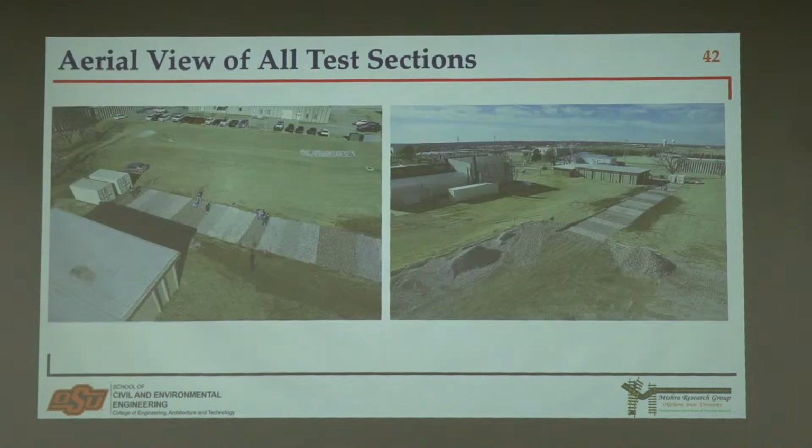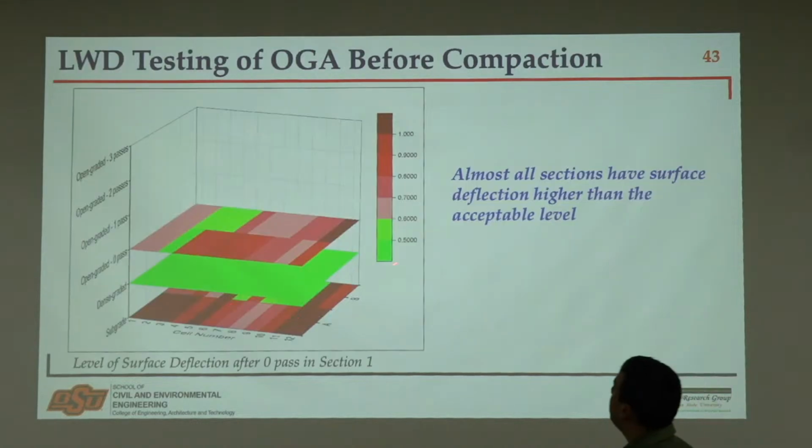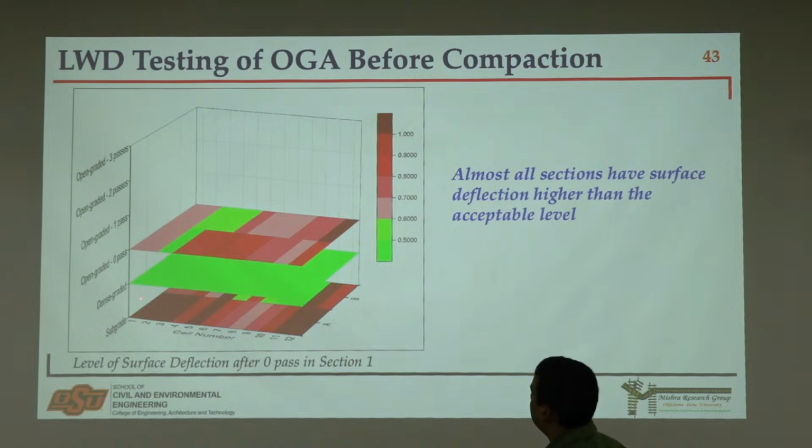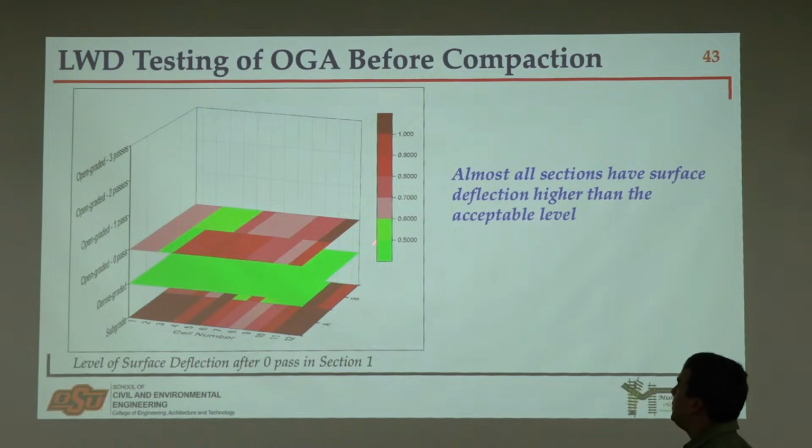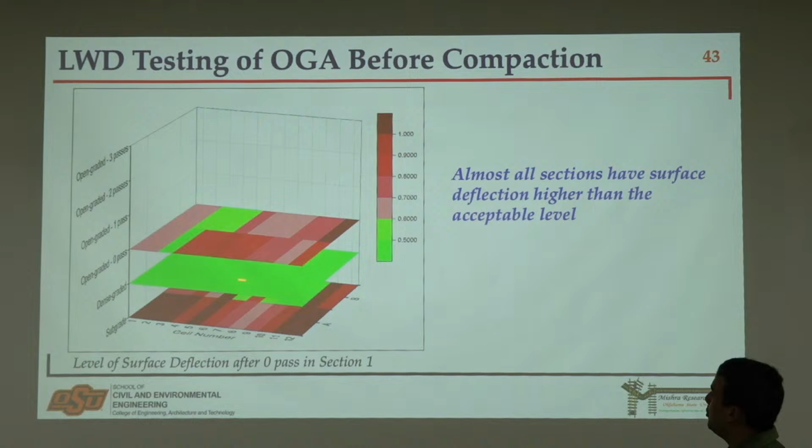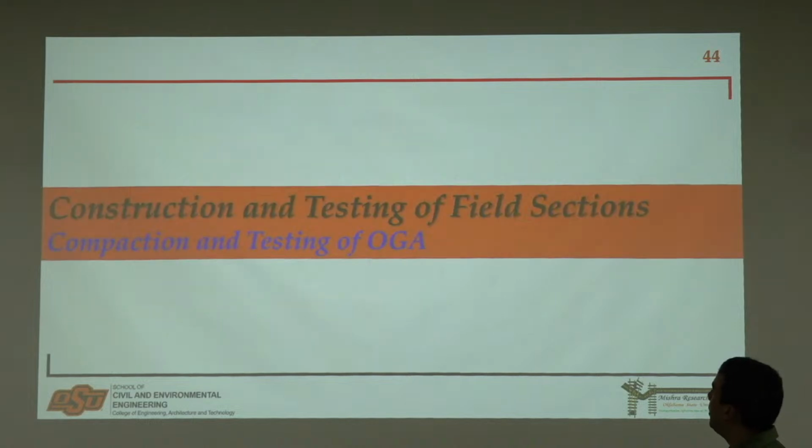This is a drone video. I think I've shown you this. This is LWD stuff, how surface deflection. The green layer basically shows that for the compaction platform we were able to get uniform compaction throughout.